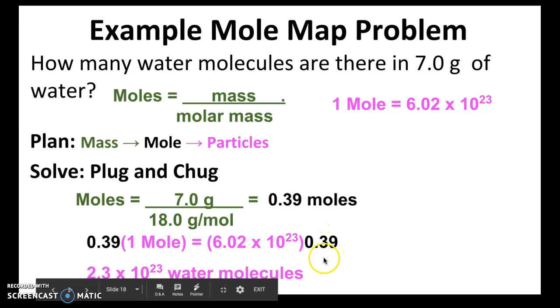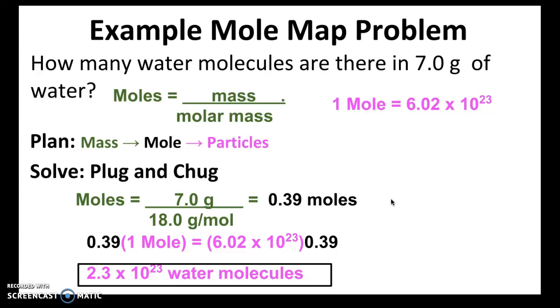I just did a scaling method. Anyway, when I did that work and multiplied both sides by 0.39, I found that 0.39 moles contains 2.3 times 10 to the 23 things, or water molecules in this case. And so that's how I was able to get my answer. So just to recap, this plug and chug method is essentially plugging in your values into each equation one at a time according to the plan that you mapped out.